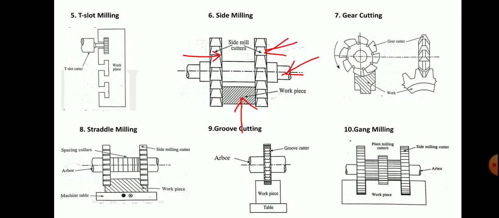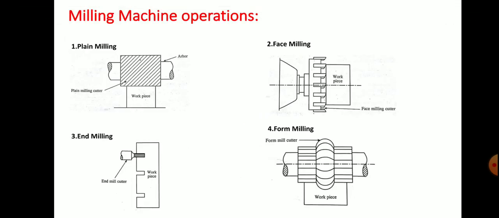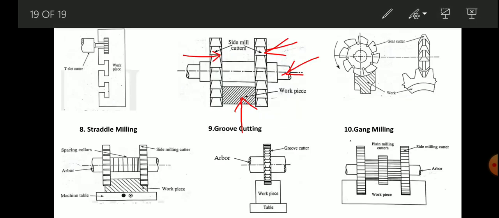Now let us see what gear cutting is. Here we can see a gear cutting tool and a workpiece. It is the operation of producing gear teeth on the gear blank or workpiece using a gear cutting tool. The tooth space is matched exactly with the cutter profile. The speed of the cutter is slow in gear cutting operations.